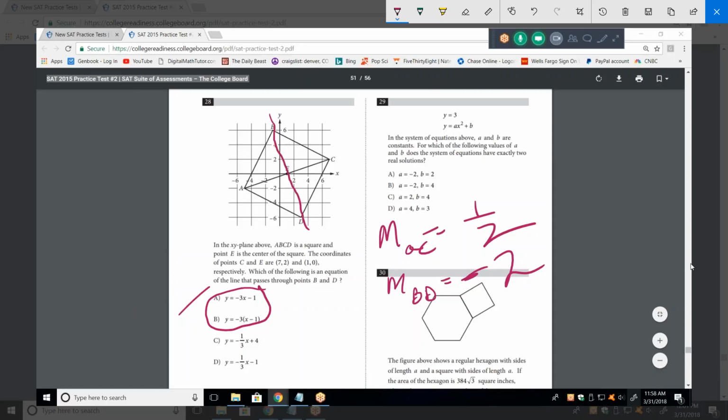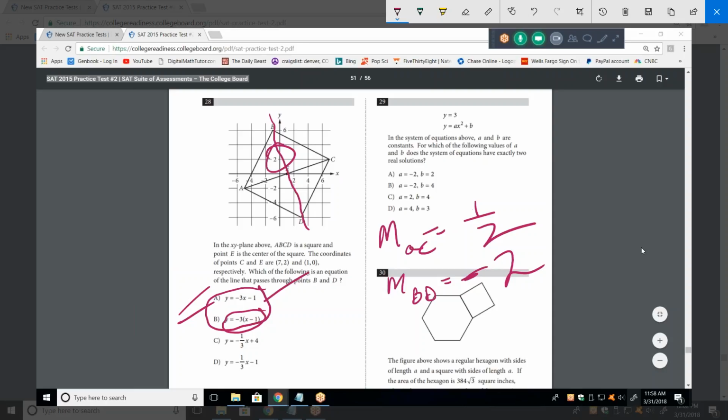What's the y-intercept on A? -1. Is that the y-intercept on my drawing? No, the y-intercept is way up here, the way I've drawn it. It's positive. What's the y-intercept on B? +1. That's got to be the answer. Of our two choices, it's the only one that has a positive y-intercept.